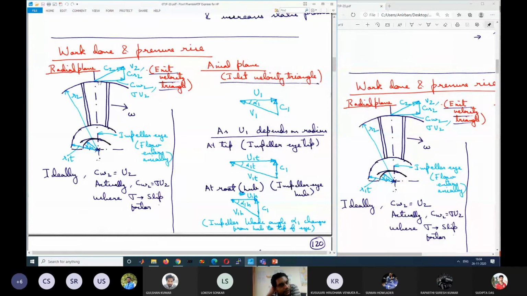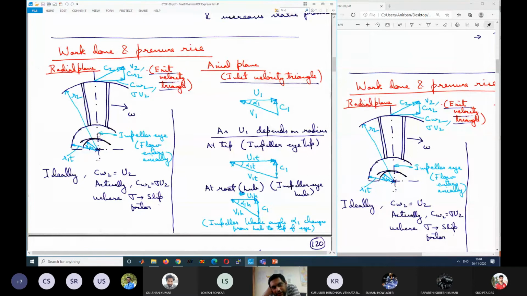The wheel component is in the tangential direction, as you can see here, CW2. It means along the direction at which rotation is occurring. The absolute velocity has a component along the direction in which the rotation is occurring. So at point 2, what is the tangential component of C2? CW2. So what will be the tangential component of C1 at this inlet section?